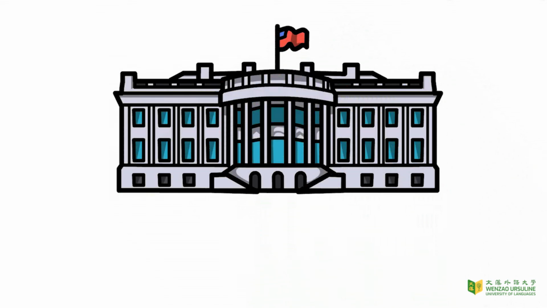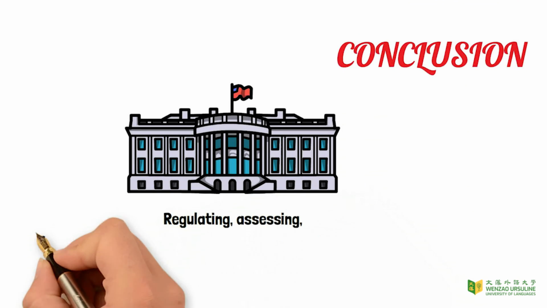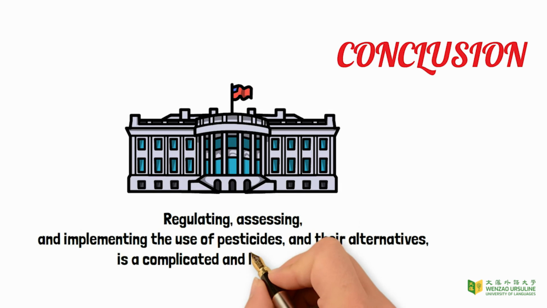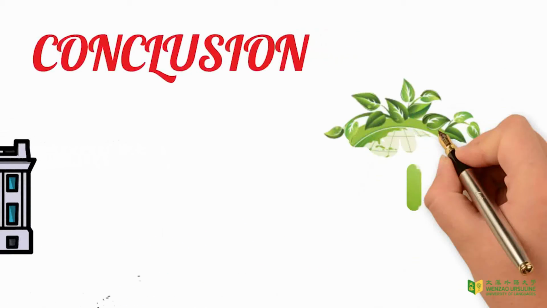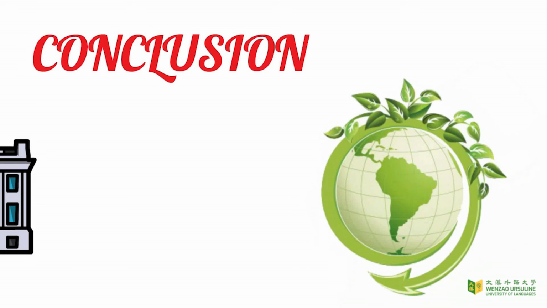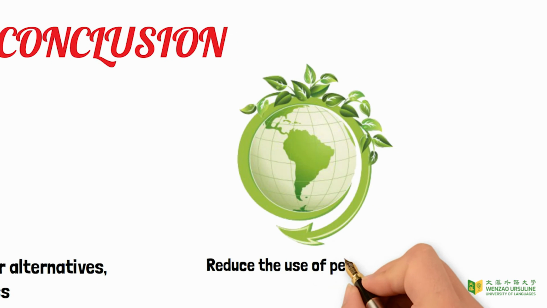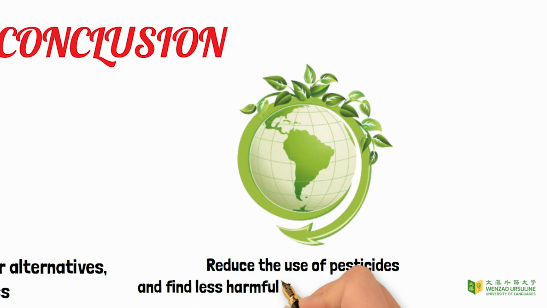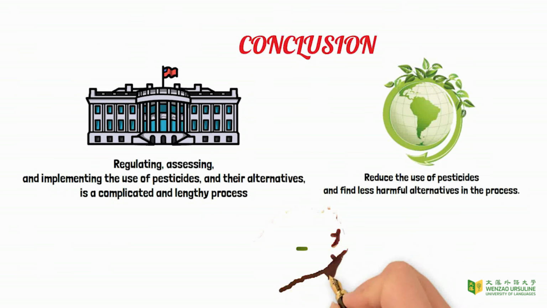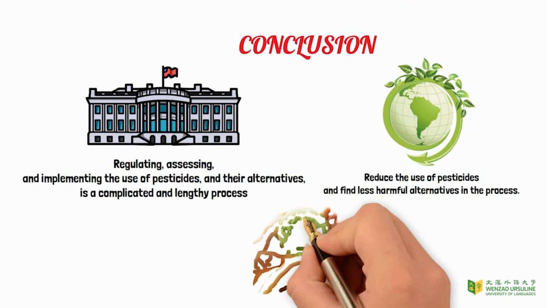As you can see, regulating, assessing, and implementing the use of pesticides and their alternatives is a complicated and lengthy process. However, the EU and Taiwan and other countries around the world are striving to reduce their use of pesticides and find less harmful alternatives in the process. I hope this video gave you some useful information and a better understanding on this important, complex topic.